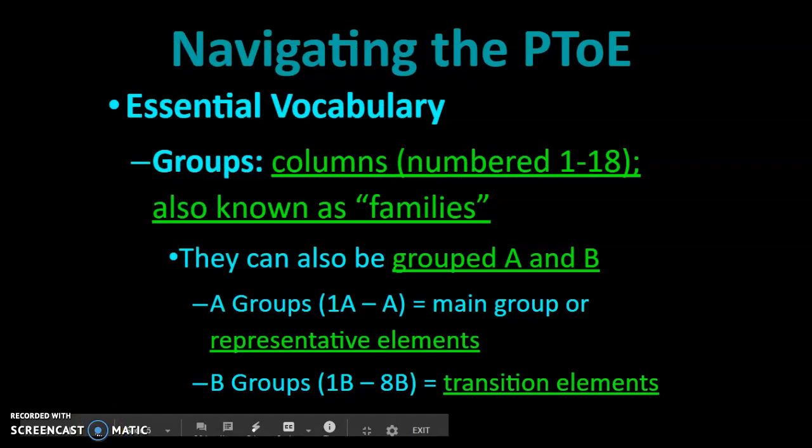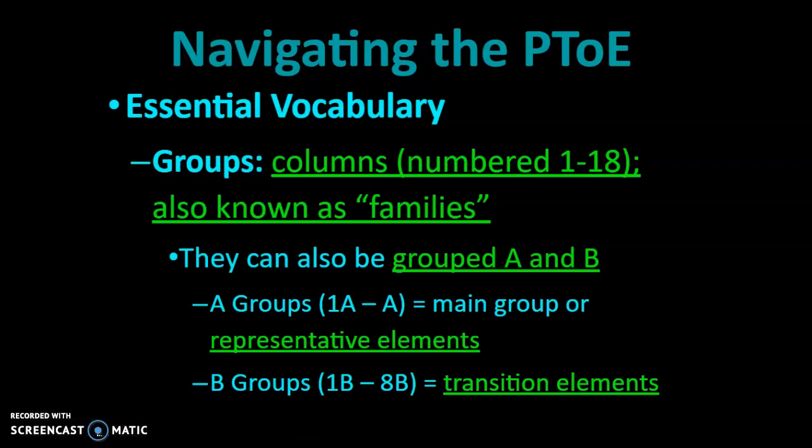Then coming to groups, they are the columns. Every column is classified as a group and they are numbered from 1 to 18. If you observe the periodic table, it will have 18 columns and each column is mentioned as a different group. And these groups are also known as families.